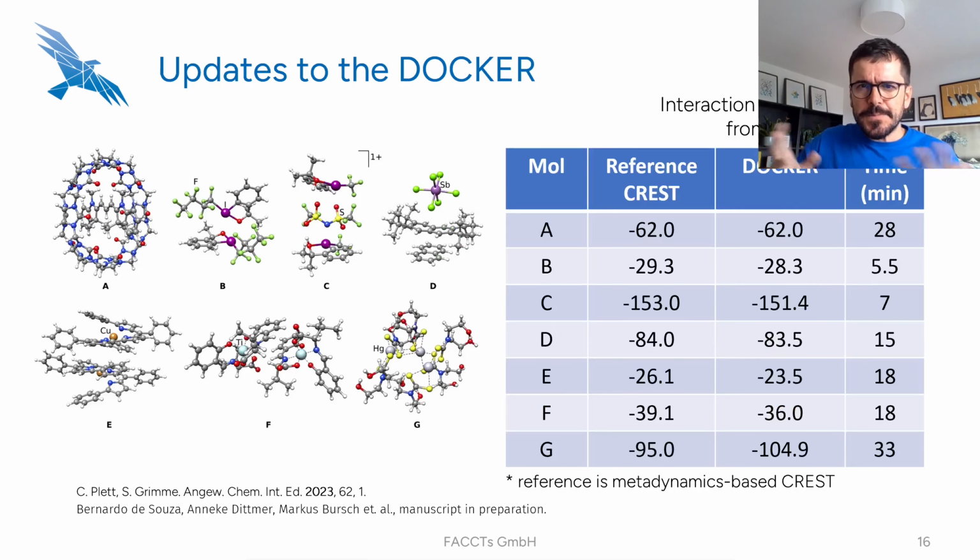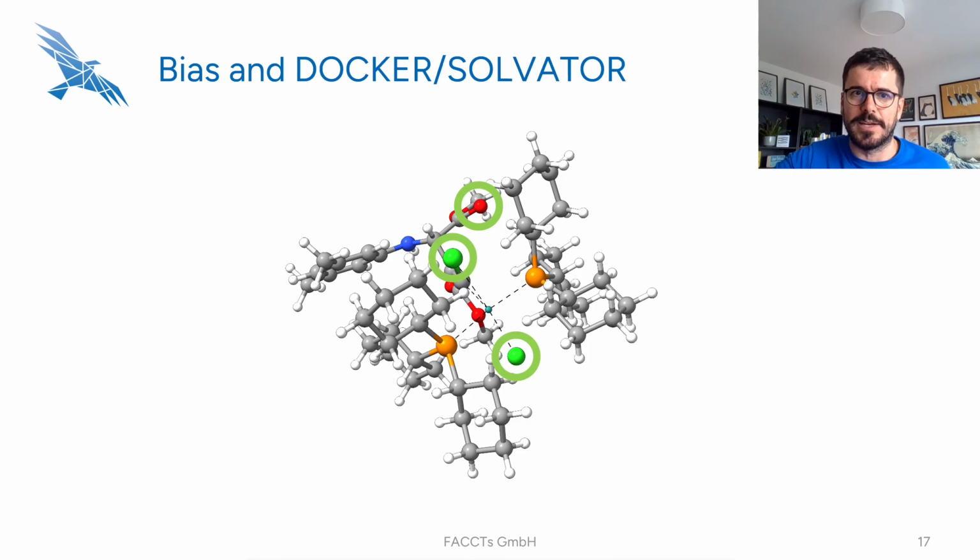And I have here some numbers. So we have the reference results found by CREST. And I have the Docker results. Everything was done on the GFN2-XTB potential energy surface. And the time there is in minutes. So the time is the time it took for the Docker. Just so you know, the CREST calculations here take hours. So it takes really long to get these interaction energies, and that's how much the Docker needs now. And in ORCA 6, it would have taken much, much longer than that.